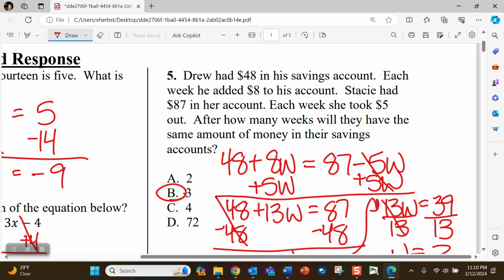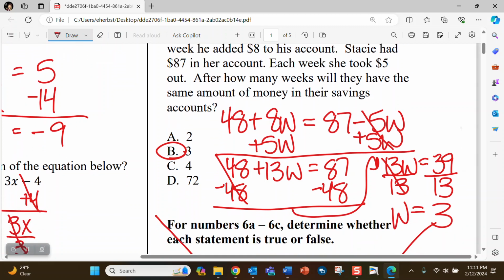So if we set up an equation, each side of the equal sign is a situation. Drew is on the left and Stacy's on the right. So 48 plus 8W represents Drew, and 87 minus 5W represents Stacy. When we set these two things equal to each other and solve for W, we get W equals 3. So we find that it's 3 weeks until they'll have the same amount of money. You can see my work there. If you need to pause the video to check your work in case you didn't get 3, you can see adding 5W to both sides, subtracting 48, and then dividing by 13.